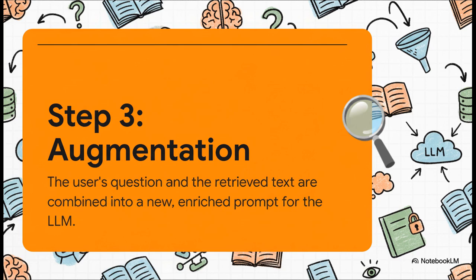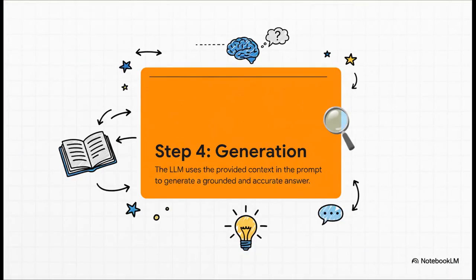Step 3 is augmentation, and it's super simple. The system just takes your original question and basically copy-pastes the relevant text it just found right into the prompt. So now you have this new supercharged prompt that has both your question and the exact information needed to answer it.